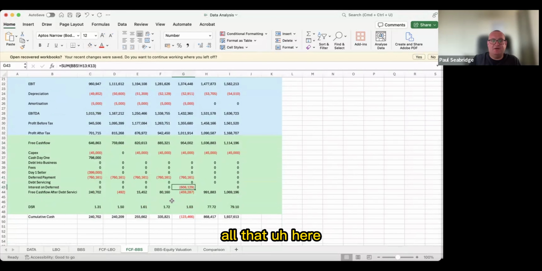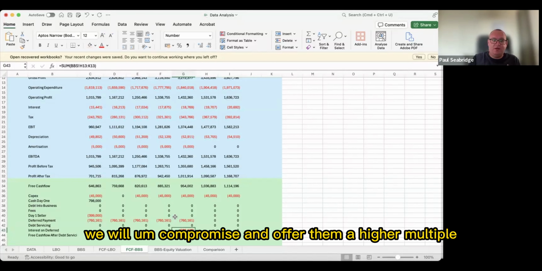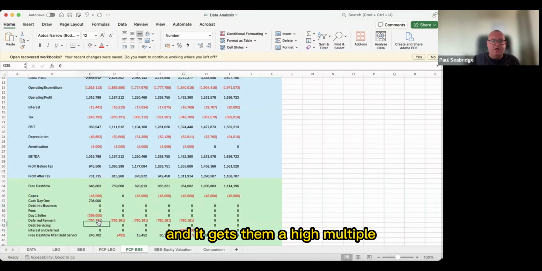Why would a seller want to do that? Well, effectively, there's a number of reasons. Number one, they're getting a high multiple. The reason we can pay a high multiple is because effectively, for the privilege of them acting as the bank, we will compromise and offer them a higher multiple, and it gets them that higher multiple.